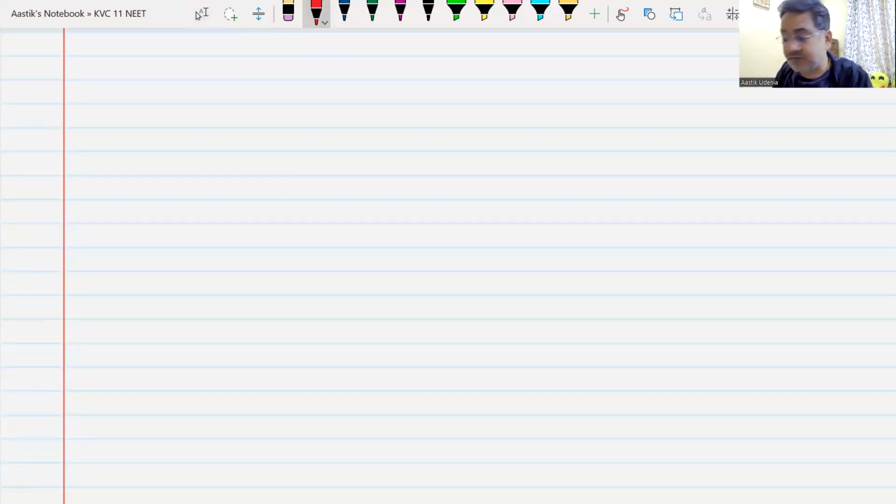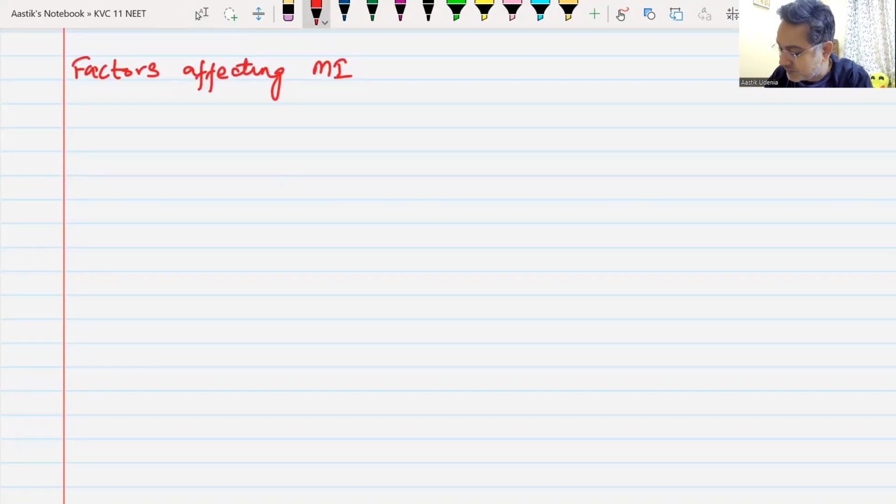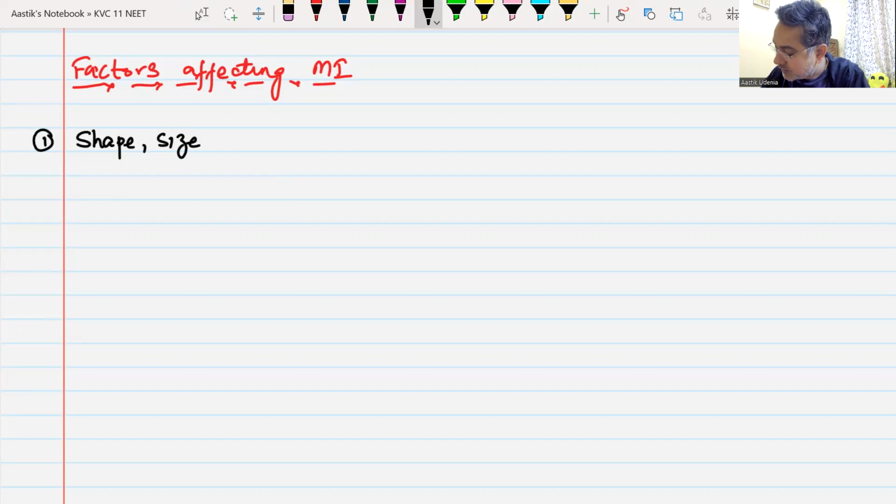Now, what all factors this moment of inertia depends on? So write the next heading, factors affecting MI. When I say MI, that means moment of inertia. The first factor on which moment of inertia depends on is the size, shape, size, and the geometry of the body. What is the size? What is the shape? What is the geometry of the body?